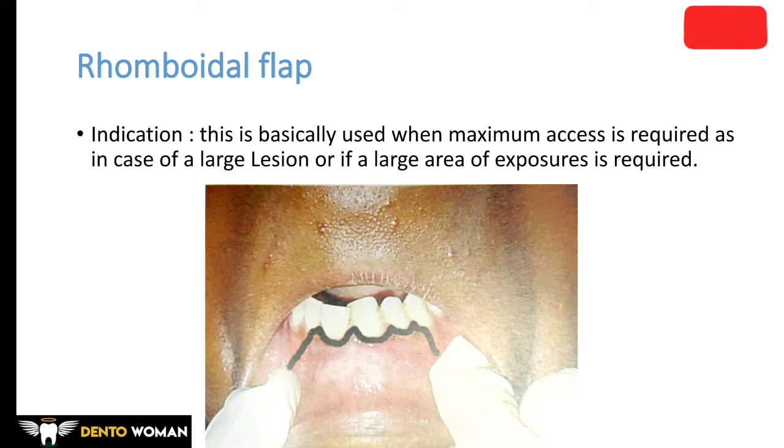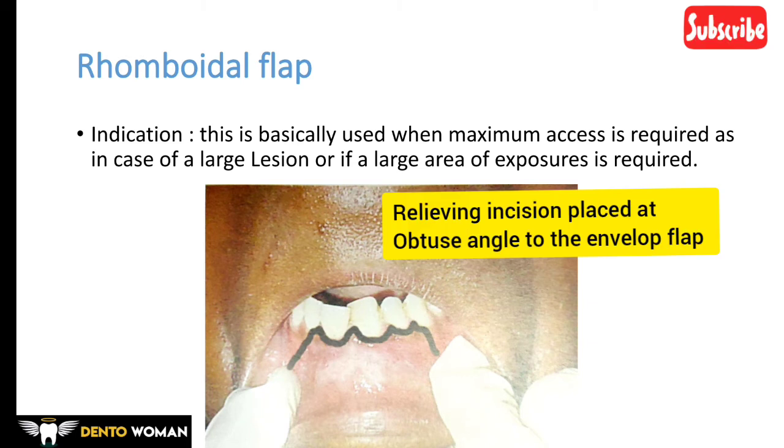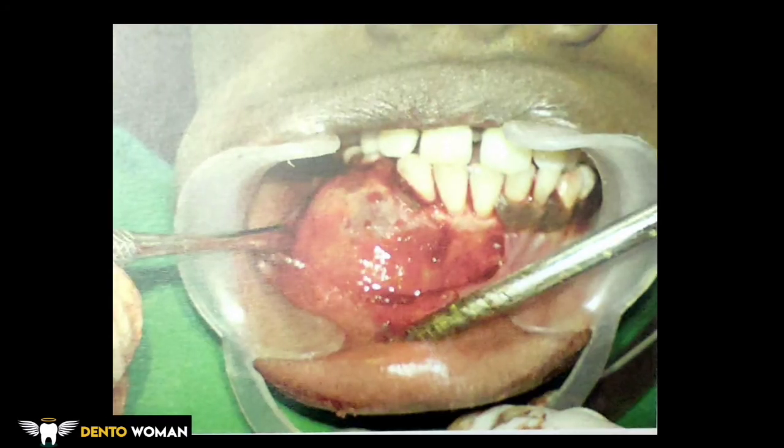In this type of flap, an envelope flap with relieving incisions on both sides is made. The relieving incisions are usually placed at an obtuse angle to the envelope flap. The length of the incision extends at least 2 teeth away from the lesion. Here you can see the large lesion which we can get access to through a rhomboidal flap.